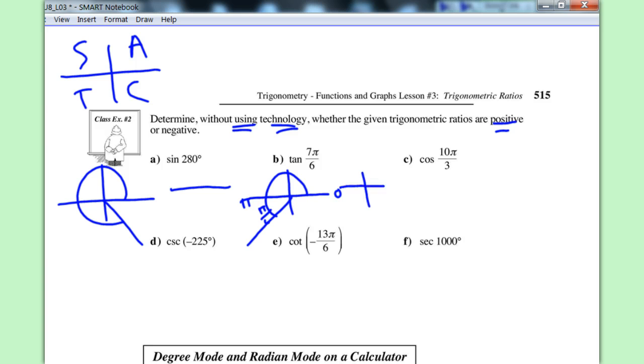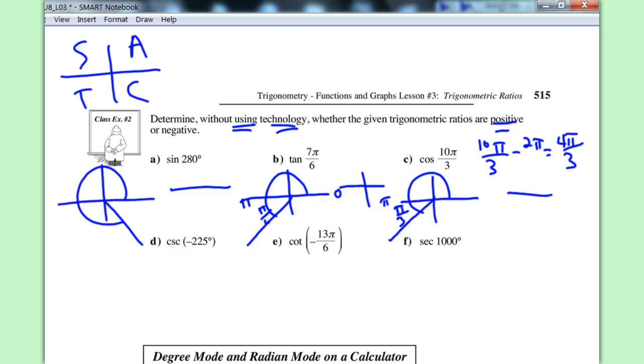10 pi over 3. Where is that? Right? Well, we should maybe think about 10 pi over 3 a little bit. So I'm going to subtract 2 pi, which is 6/3, right? And I end up with 4 pi over 3. So where's 4 pi over 3? Well, that's 1/3 more than pi. So that's in quadrant 3. Well, cosine is definitely negative there.